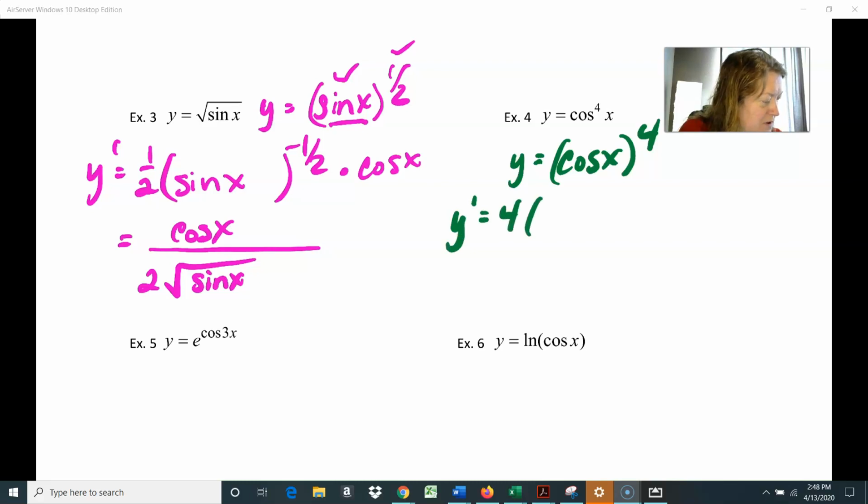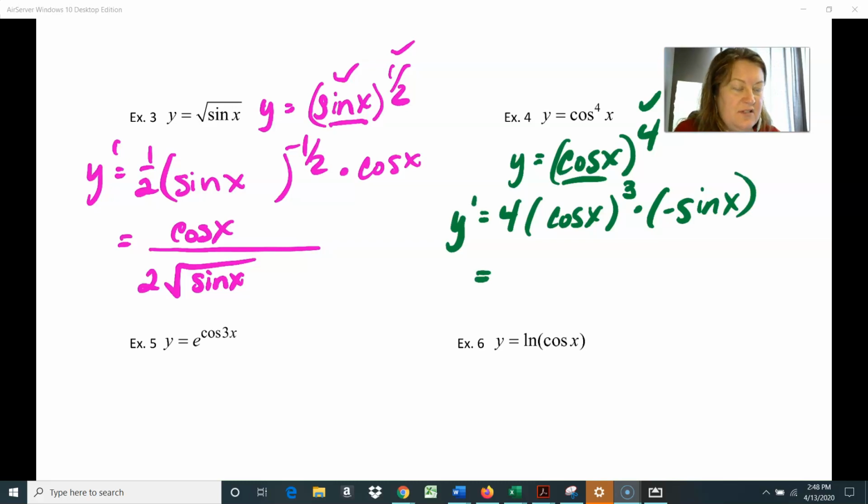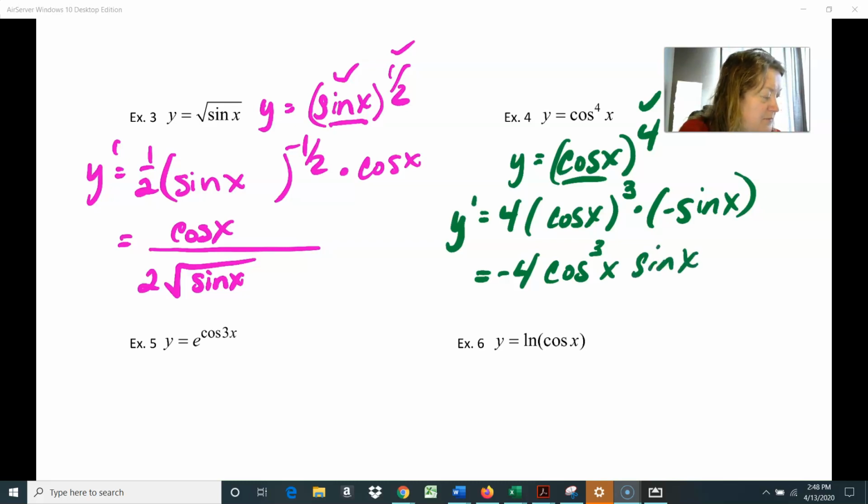So it's going to be 4 lowered to a 3rd power. And then I'm going to multiply by the derivative of the inside, which is negative sine. So when I put all the stuff together, all the coefficients in front, I've got a 4 in front and I've got a negative, so that's a -4. And then I have cosine of x that's cubed and a sine of x. And remember, I've already moved the negative to the front, so that one's done as well.